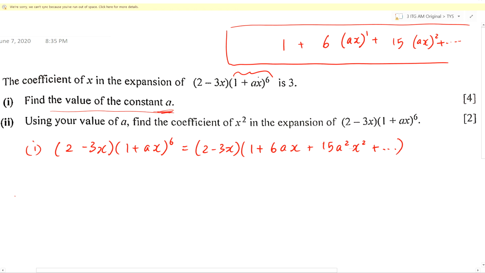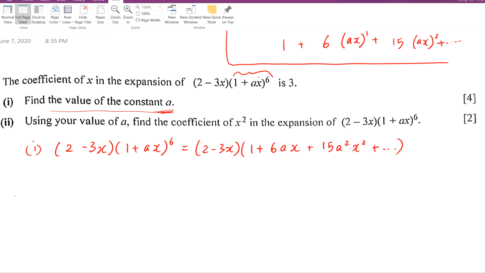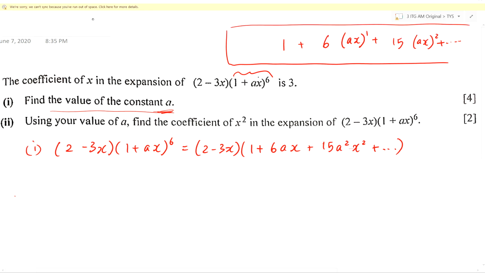When will we get a constant? Over here we are multiplying a linear expression with a binomial. The binomial is expanded. I only used 3 terms because I know in order to obtain a constant, it will happen by multiplying a constant with a constant. They want the value of the constant a. They are not asking for the constant term in this expansion.